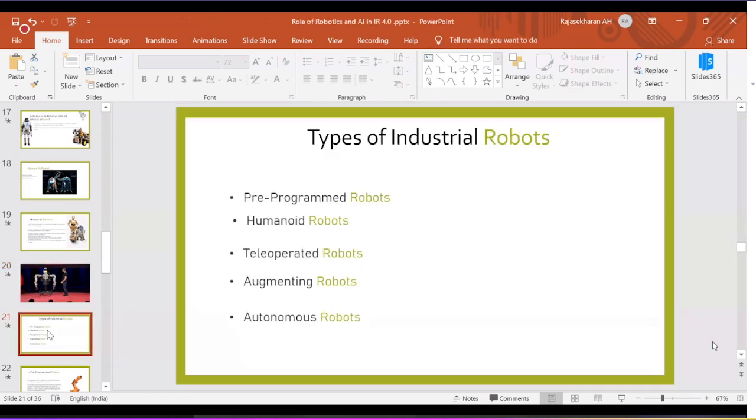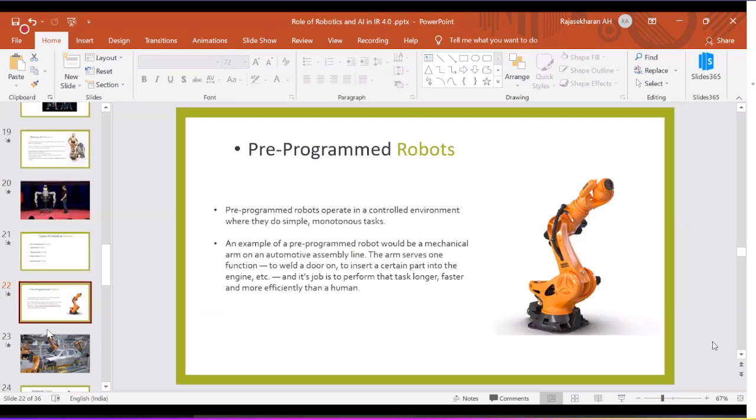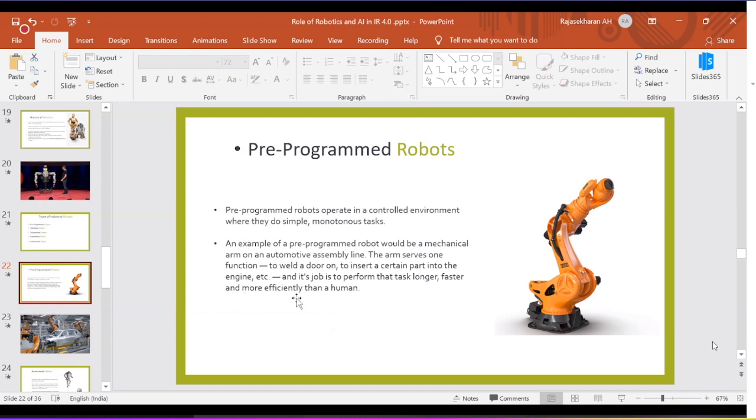Let us look into some of the common robots in the industry. These robots are very popular and are used in industries for different applications. Definitely, these are also going to create lots of opportunities in the future for students. The first one is pre-programmed robots. These robots operate in a controlled environment, and they do not need any human intervention. If the switch is on, they will continuously do the job.